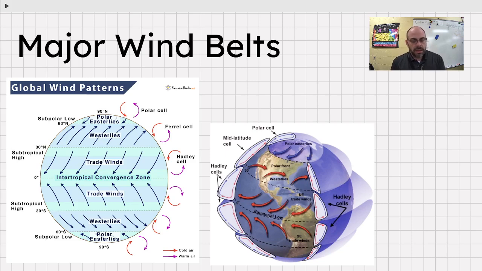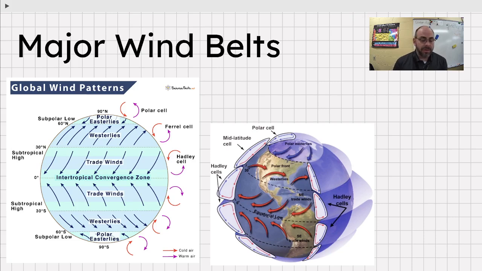And then you have the polar cells at 60 to 90 in both the north and south. Cold, dense air starts to sink there around the poles, which makes sense, and flows outward. These are called the polar easterlies. That's what these winds are called, the polar easterlies, and it happens in both areas.